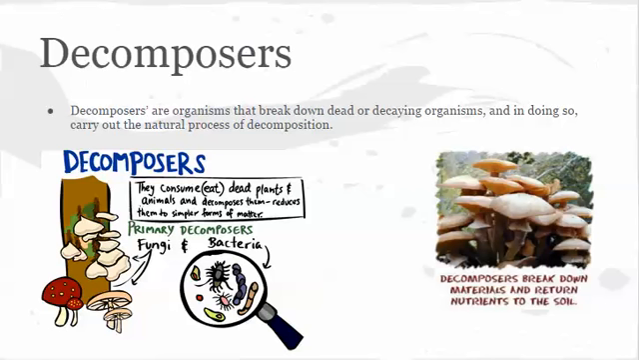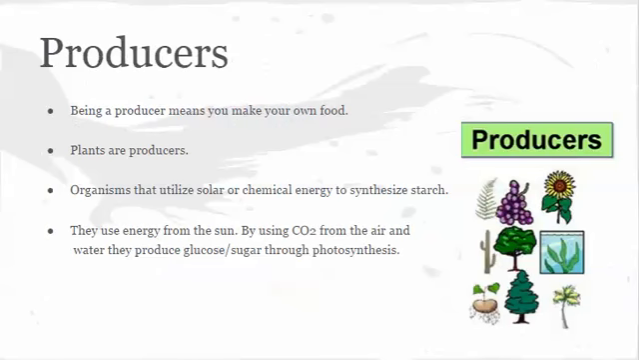First up is decomposers. Decomposers are organisms that break down dead or decaying organisms. In doing so, they carry out the natural processes of decomposition. Decomposers consume dead plants and animals and reduce them to simpler forms of matter. Just some good, solid primary decomposers there is fungi and bacteria. They're very good decomposers.